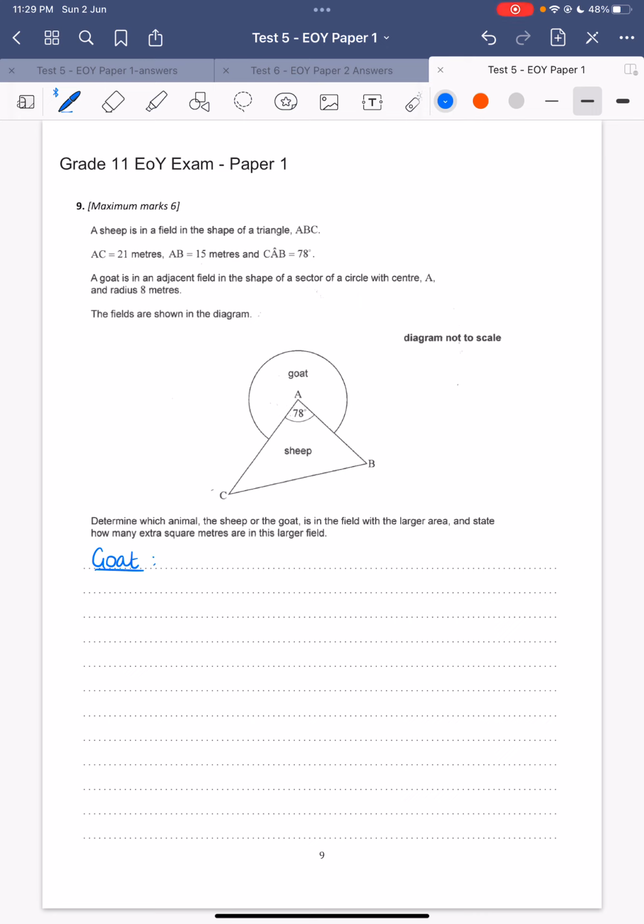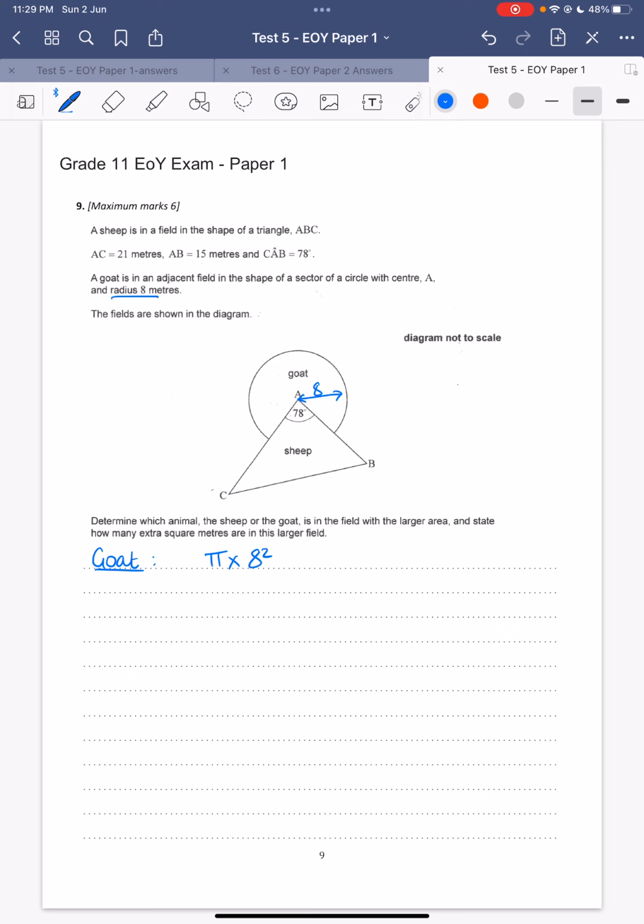And the area of the goat is in a circle, and we know that the equation for a circle is pi times the radius squared, and in the question they tell us that the radius is 8. Okay, so we could actually write that on. So pi times 8 squared. Now that would give me the full circle, but obviously the goat doesn't have the full circle.